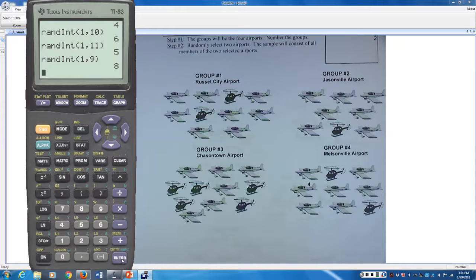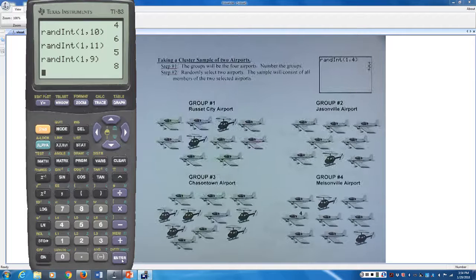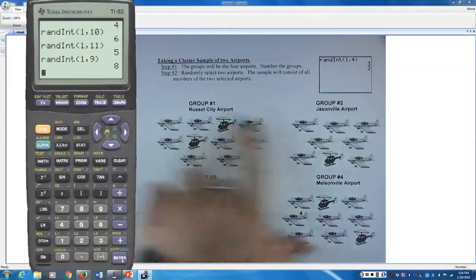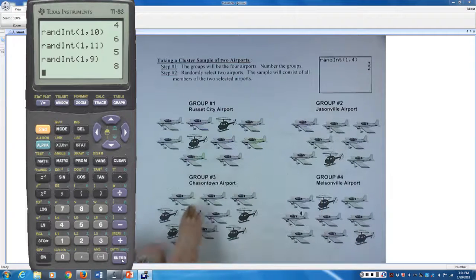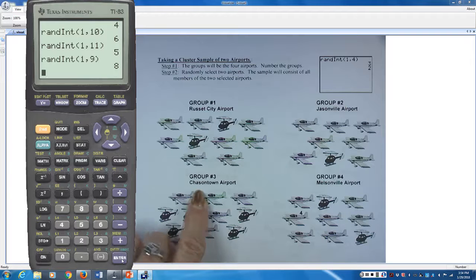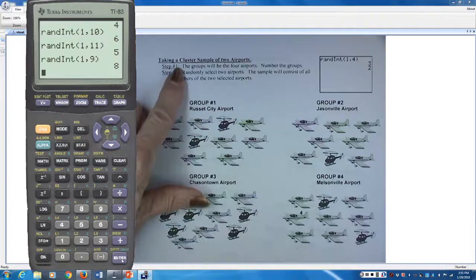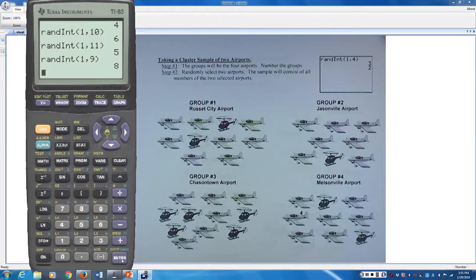Okay. Same set of airports. This time, we're going to take a cluster sample. Cluster samples means you number the groups, not the aircraft. So Russet City is group 1, Jasonville is group 2, Chasentown is group 3, and Nelsonville is group 4. And when we take a cluster sample, we're going to randomly choose 2 of the airports. That means we're going to have a big sample. Okay? We're going to randomly choose 2 of the airports.